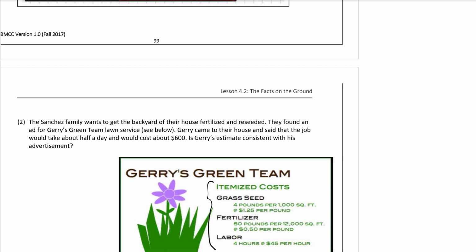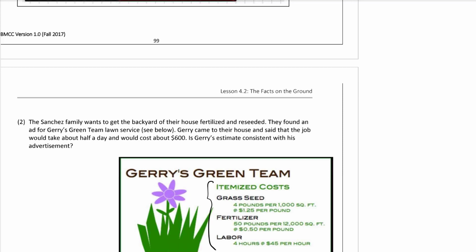Looking at what the costs are, it costs for the seed 4 pounds per 1,000 square feet at $1.25 per pound. Fertilizer is 50 pounds per 12,000 square feet at 50 cents per pound. And then you got 4 hours, which the labor will take. That's half of the regular workday, 4 hours. So we'll be working for 4 hours, and the cost per hour is $45.